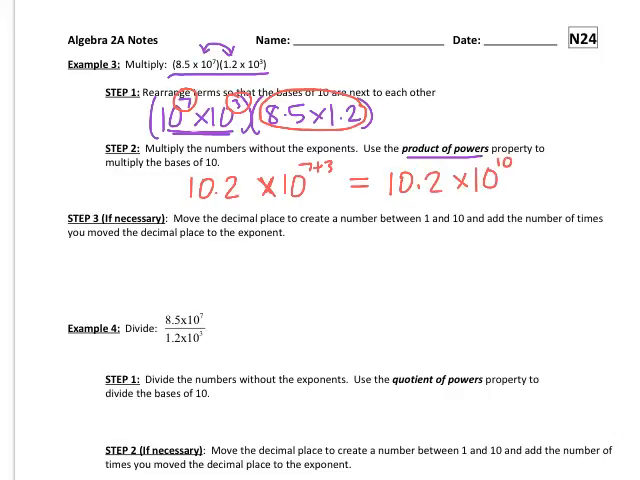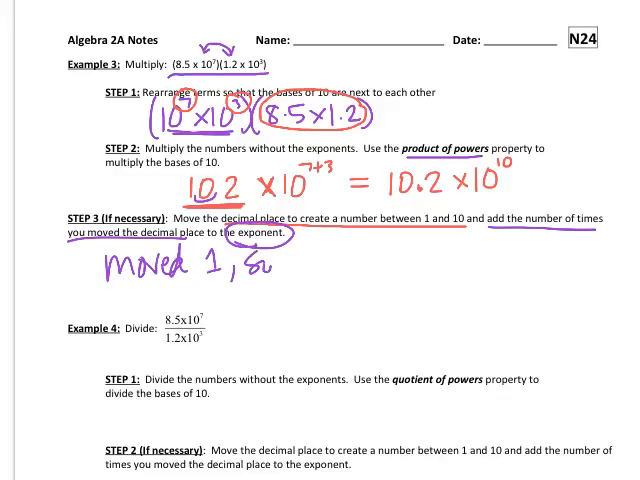Now, if you did 10 to the 10th on your calculator, you get a really big number. So let's take a look at what they want us to do for step 3. Move the decimal place to create a number between 1 and 10. Well, we don't have a number between 1 and 10 right now, do we? It's actually bigger than 10. So I need to move my decimal place over 1 time. Now, add the number of times you move the decimal place to the exponent. So if I moved 1, then I add 1 to the exponent, and that's this exponent we're talking about.